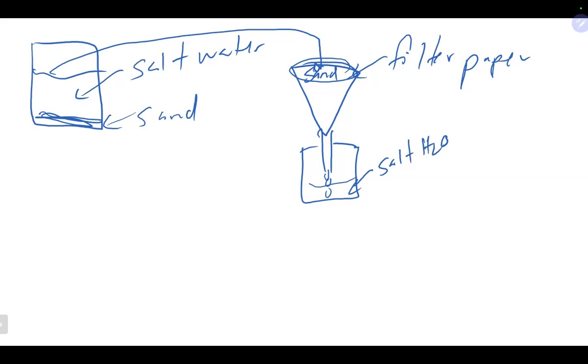So in this case, by just this very simple process of filtration, which is a physical process, we're able to filter out the sand and we could let it dry out, right? And we would have sand just like it started, in its original form. We have our salt water, which again is still a mixture. Salt water at this point is still a homogeneous mixture.